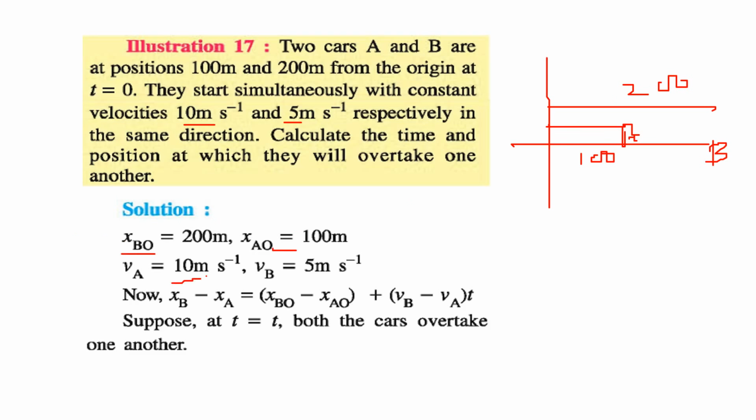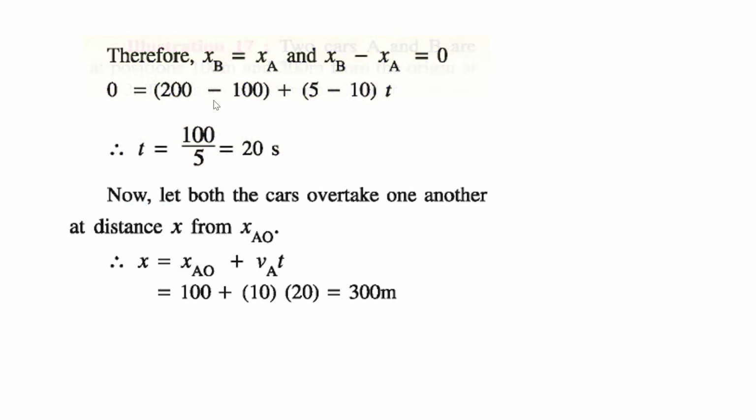Velocity of A is 10 meter per second, and the velocity of B is 5. Now we know that this expression we have devised, XB minus XA is equal to XBO minus XAO plus (VB minus VA)t. We know all these values. Let us put this with time t. Just assume that at t equal to t, they are going to overtake. When they are going to overtake, that means XB will be equal to XA. So XB minus XA will be 0. So let us put this value as 0. Other values remain the same. t will be equal to 20 seconds.